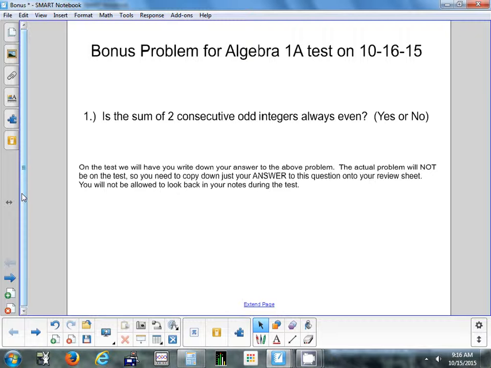Okay, so on the test, you'll have to write down your answer to the above question. The actual problem will not be on the test, so you need to copy down just your answer to this question onto your review sheet, and you can use your review sheet on the test. Okay, you will not be allowed to look back in your notes during the test to try to answer this question.